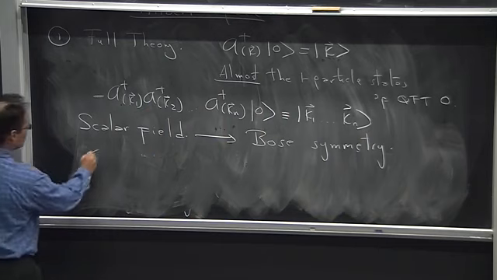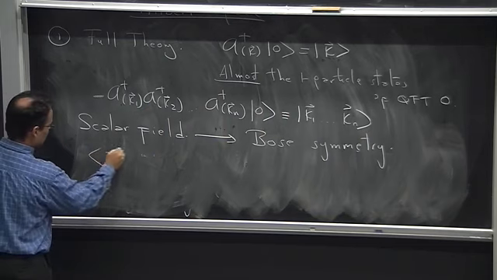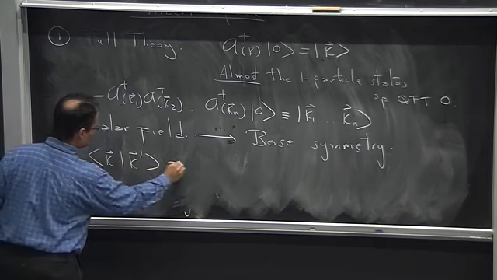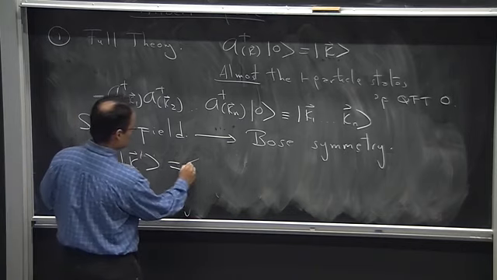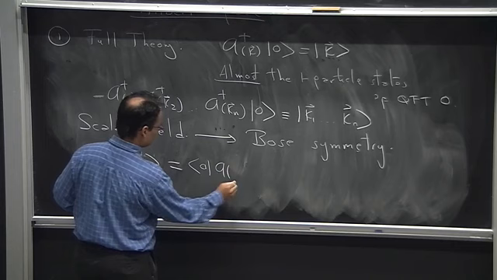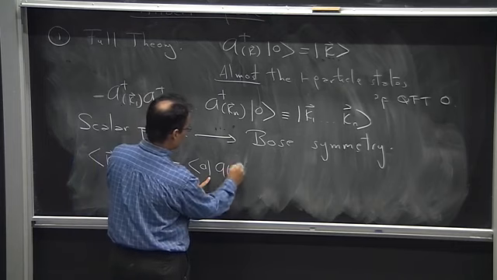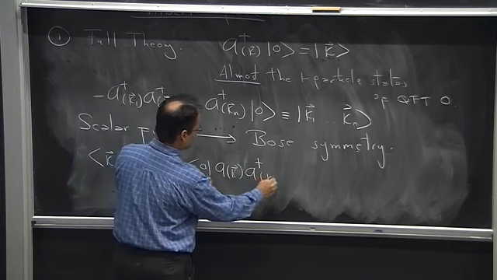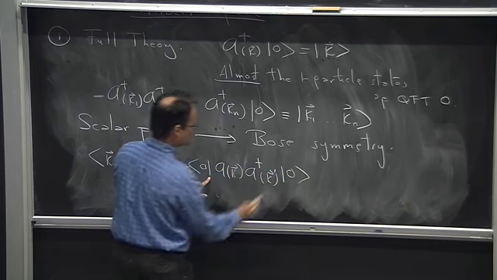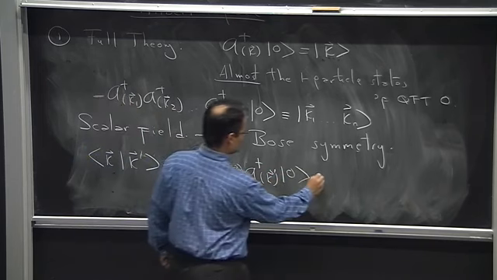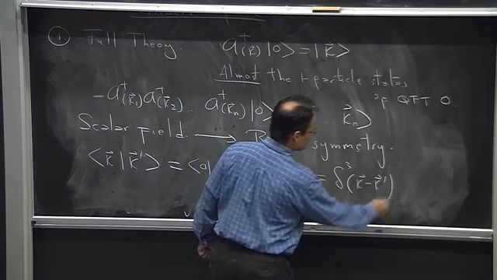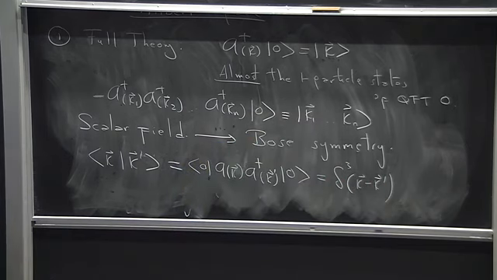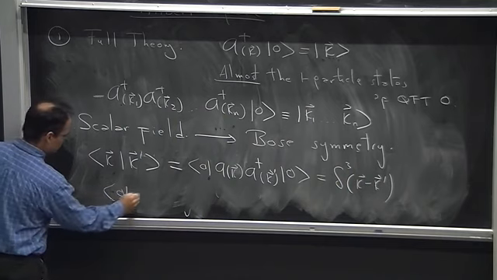Okay. How about the normalization of these states? If we have <k|k'>, what do we get? Well, this is nothing but the vacuum with A_k A-dagger_k' acting on the vacuum, and this gives us delta 3 of k minus k'. We're assuming that the vacuum is normalized.